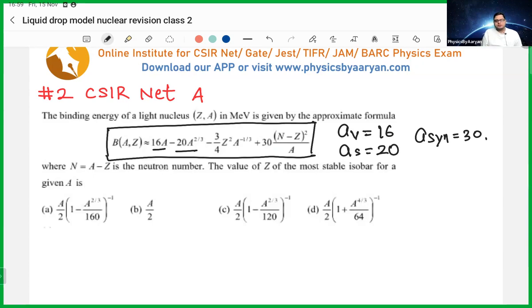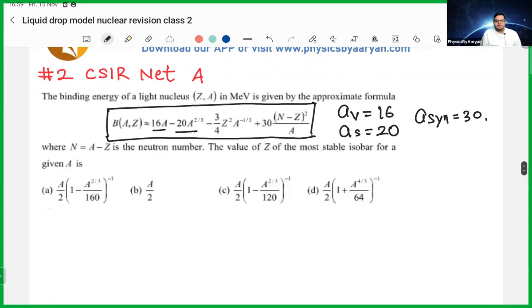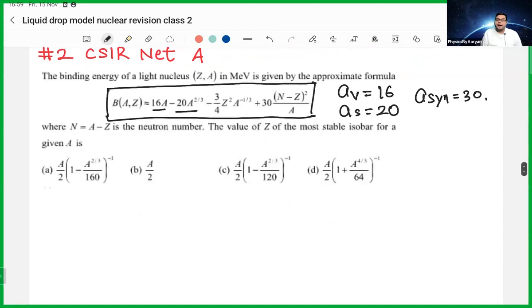However, here it should be negative, but I think they gave you the formula, so we will accept whatever they have given. Okay. The value of Z is most stable for which isobar? Isobar. It means this time what is fixed? This time Z is fixed.